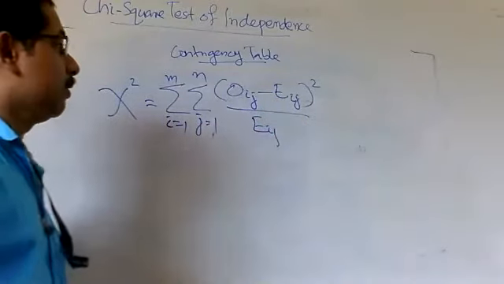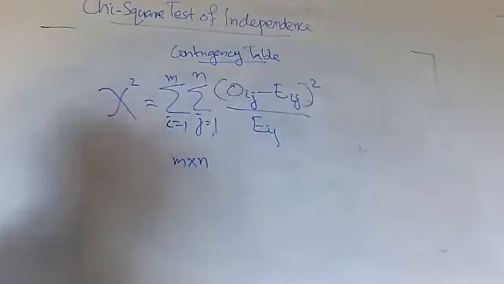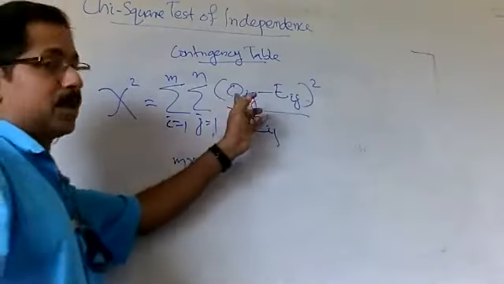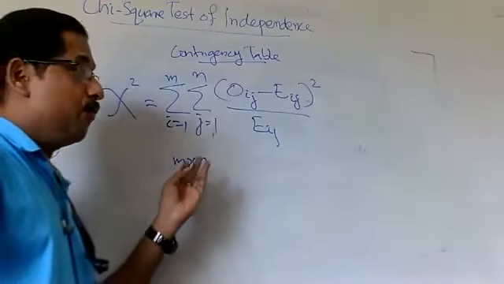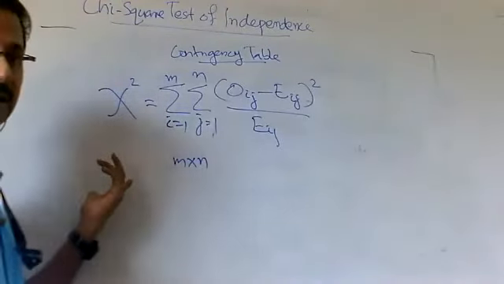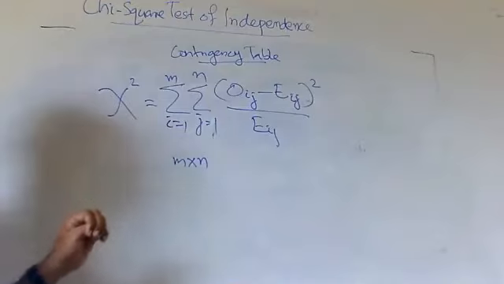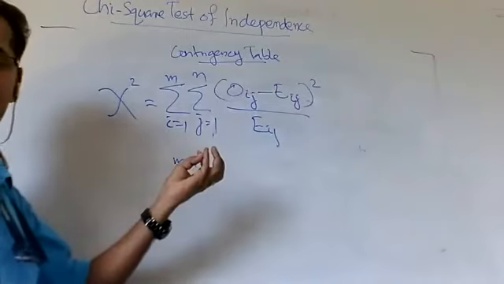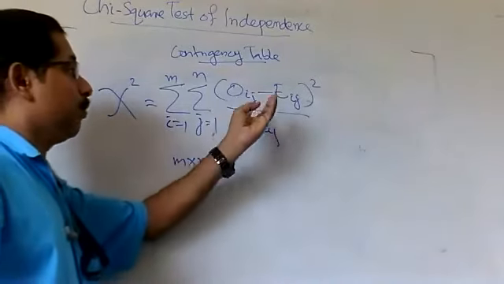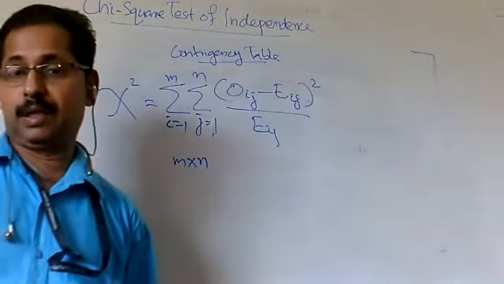So you have to find this in each cell. Here we have m into n cells. In each cell, the Oij values are given, so you have to find the Eij values in each cell. How to find the Eij values? For that, you use the earlier result. In the ijth cell, the expected number of observations is equal to the row sum into column sum divided by the total number. Using that expected value, find the difference between observed and expected values, and using this formula, you will get the calculated value.